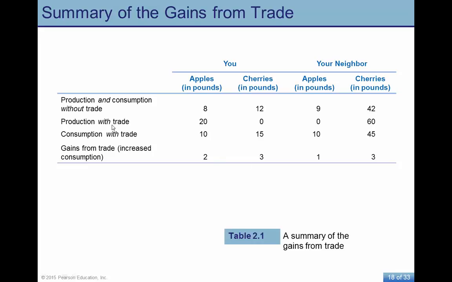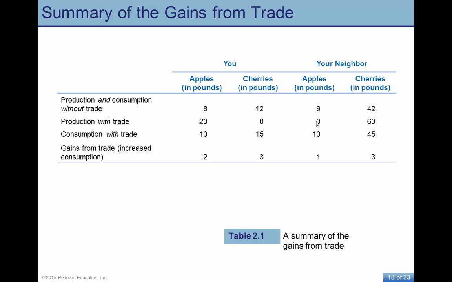Production with the trade. Now, with the trade, you specialized in the production of apples. So, you are picking only apples, and in a week, you can pick 20 pounds of apples and 0 pounds of cherries. Your neighbor specializes in the production of cherries. So, she will pick 60 pounds of cherries and 0 pounds of apples.